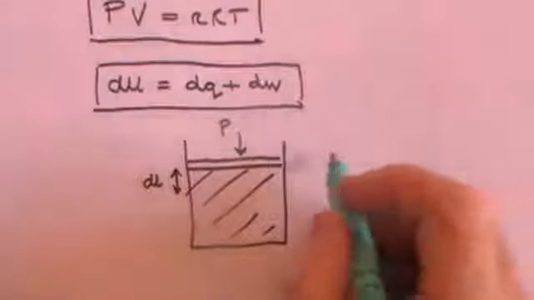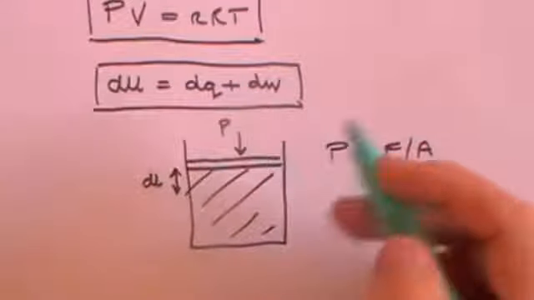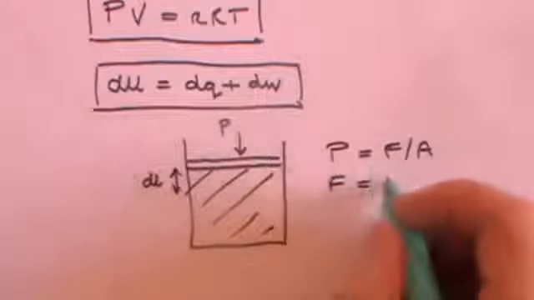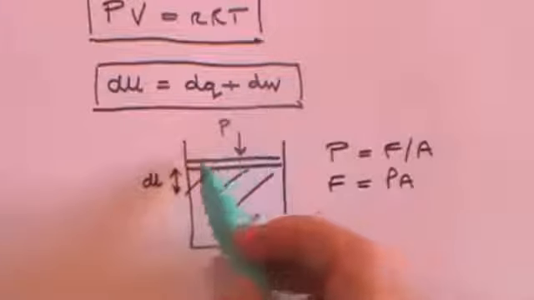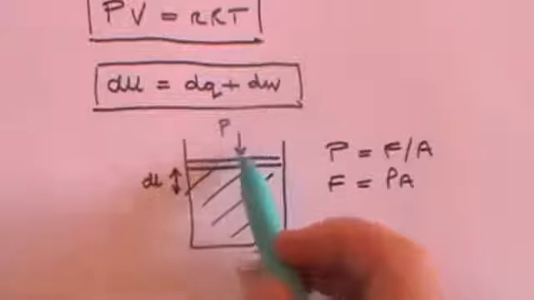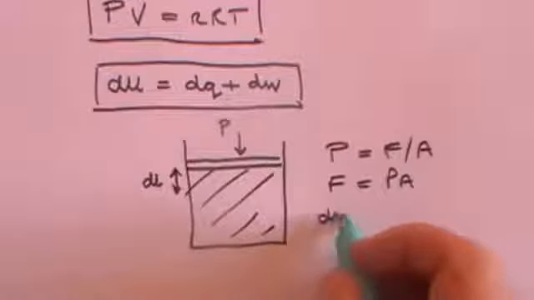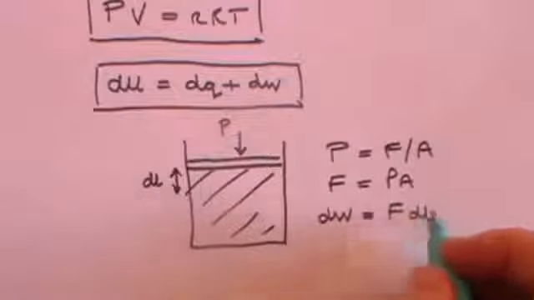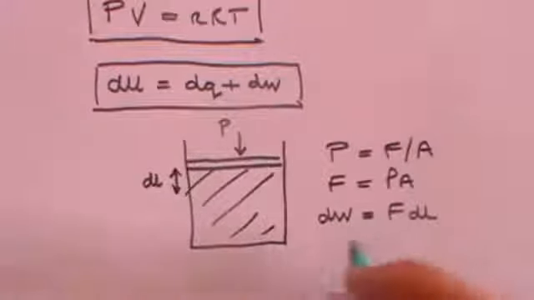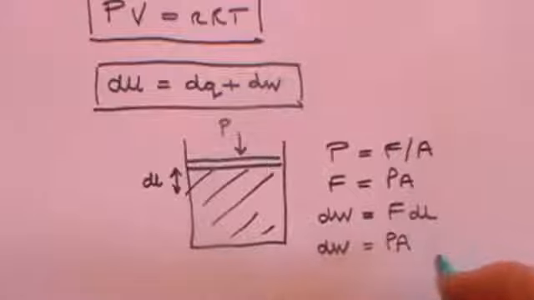Now we know that pressure is defined as force over area. So it's the force divided by the area, which means that force is the same as pressure times area. So the force applied to this piston here is going to be the pressure times the area of the piston. The work done as we push down on the piston is the force times the distance. That's the definition of work. And that is, force is pressure times area. So that's pressure times area times the distance dl.